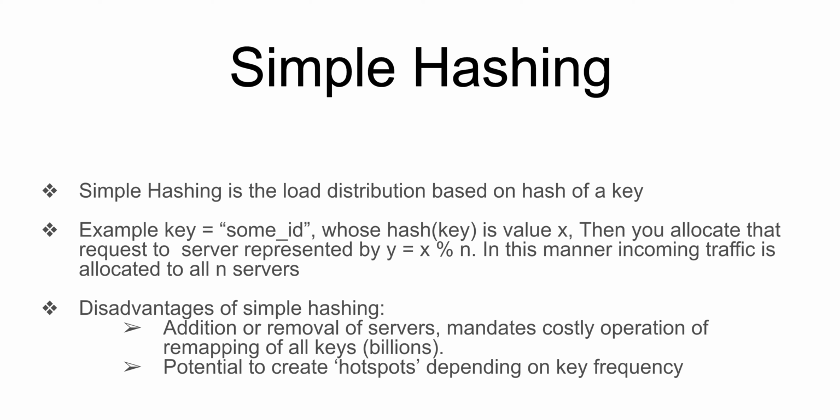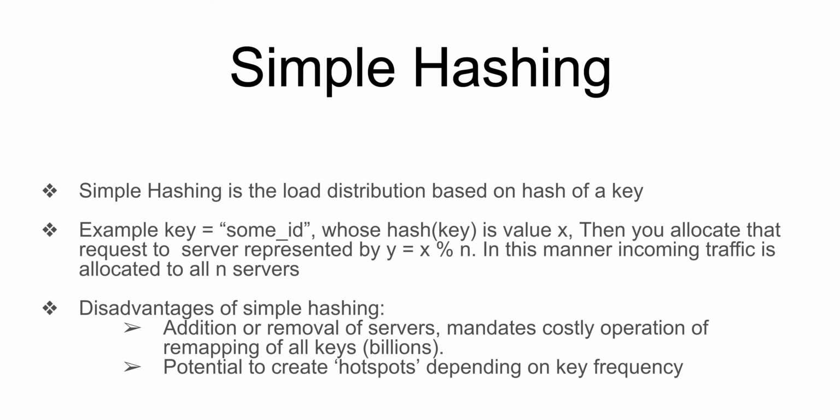And another drawback is the potential to create hotspots depending on the key frequency. That is, if a particular key is being used a lot, then that's going to allocate traffic to a particular server. And this can happen in two instances. One is a particular primary key is being used a lot. A request is being generated a lot using that primary key. That is the first reason.